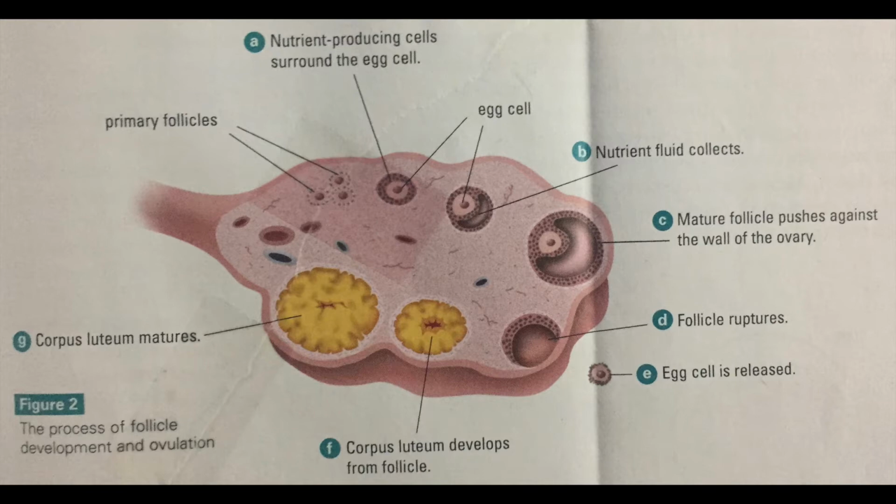F, corpus luteum develops from follicle. The corpus luteum matures. And there's a picture of the primary follicles. So that's the cycle of the follicle development and ovulation. The other follicles that have been developing deteriorate and are absorbed into the ovary.